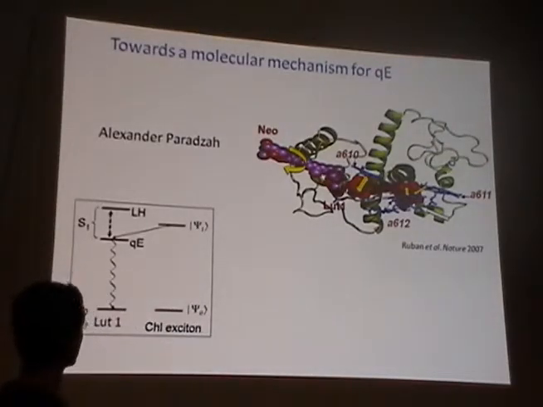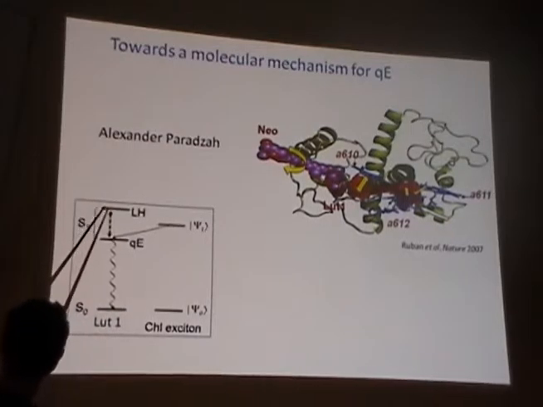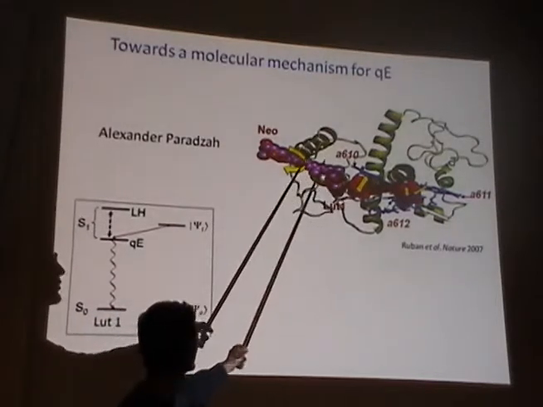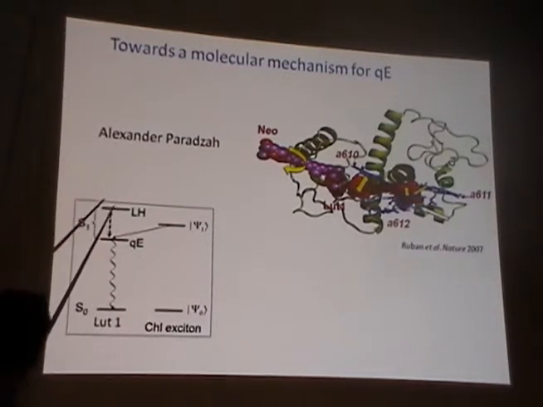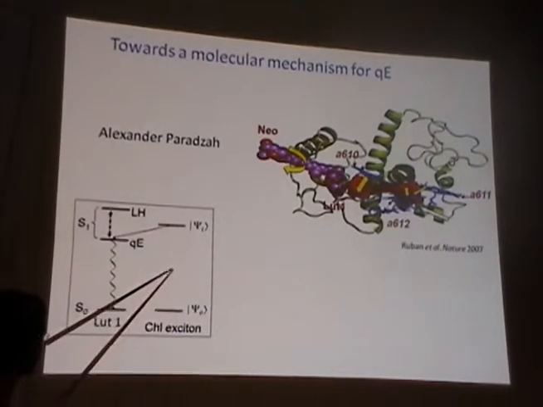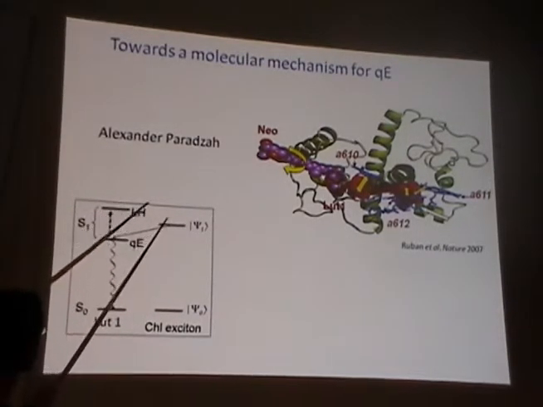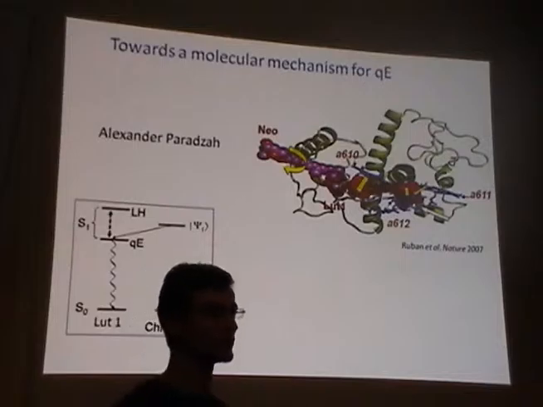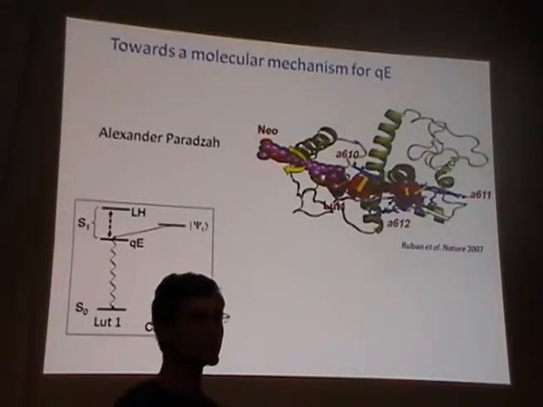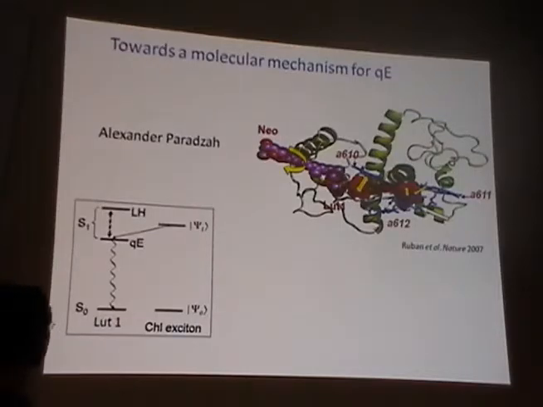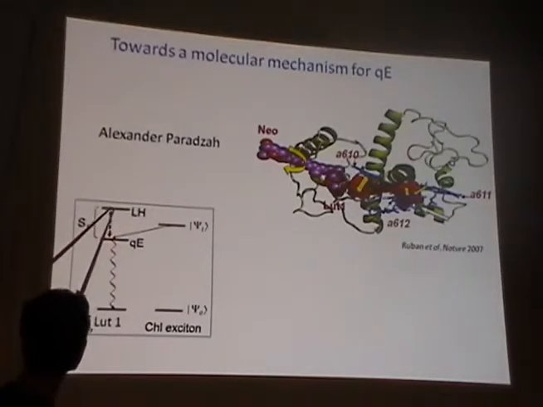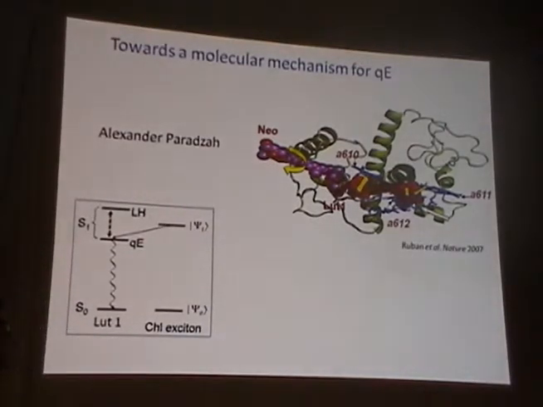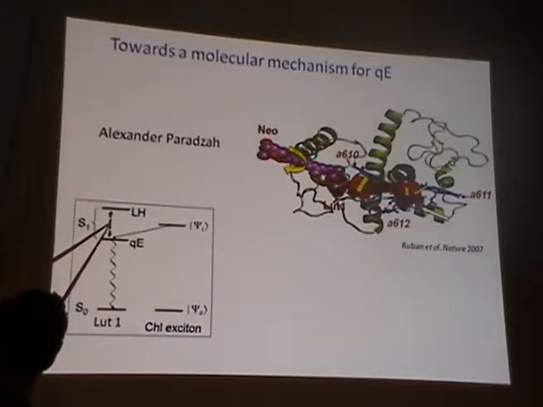And then the other mechanism that was proposed is one that one person in the audience is also working on, Alexander Baratza. Okay, but how this mechanism works is, in the light harvesting state, the S1 state of lutein, so this is the lutein L1 site, is above that of the lowest exciton state of chlorophylls. Okay, so you will have some back transfer due to the physiological conditions at room temperature. Okay, but the rate of that is very slow. So you will have a negligible amount of population of this S1 state.